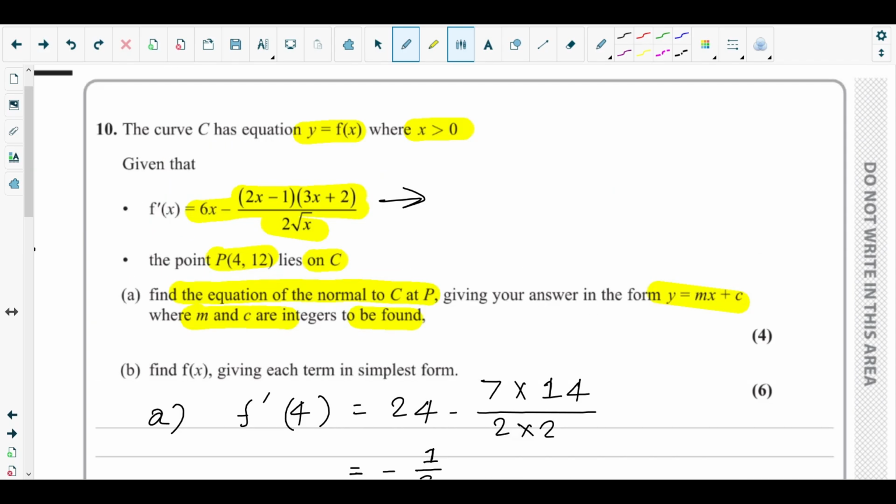Done. Next is part B. Let's see what they have asked in part B.